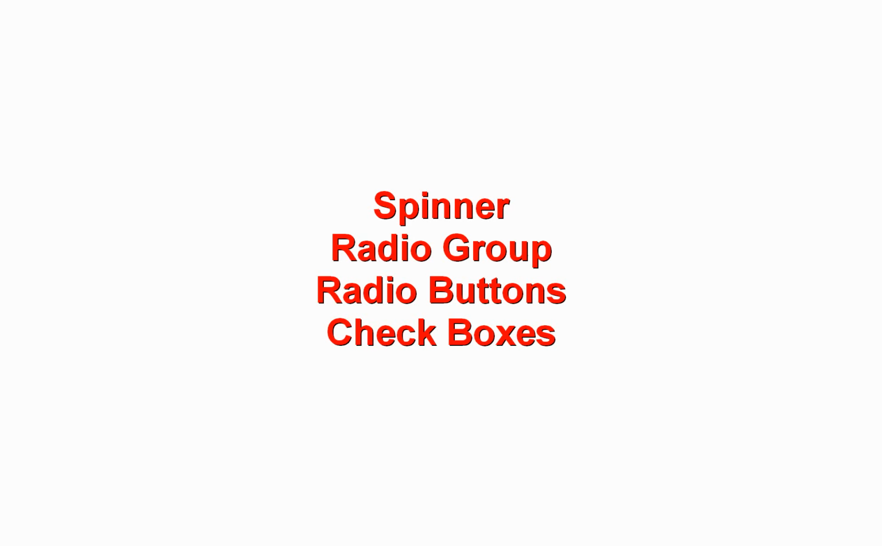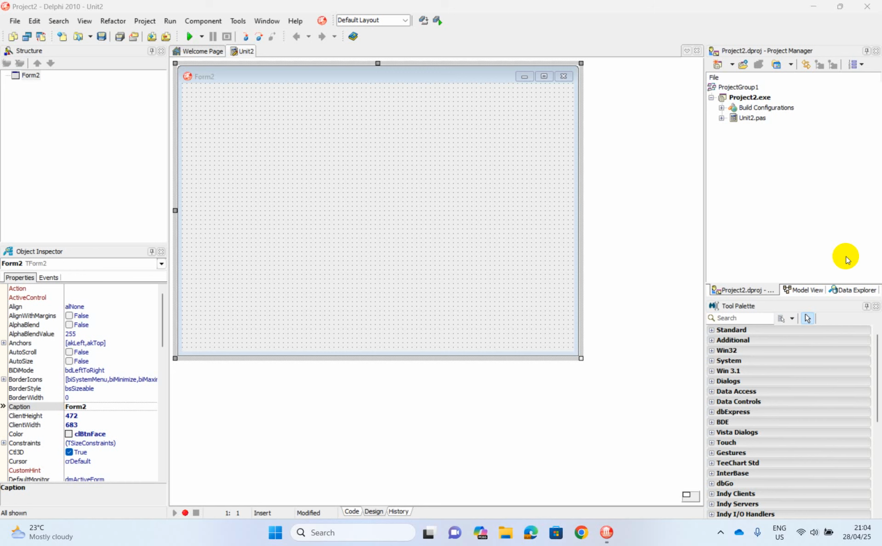Hi, in this video, our focus is going to be on a spinner, radio group, radio button, and checkboxes. I've set up a VCL project. The first thing I'm going to do is drop in a spinner.